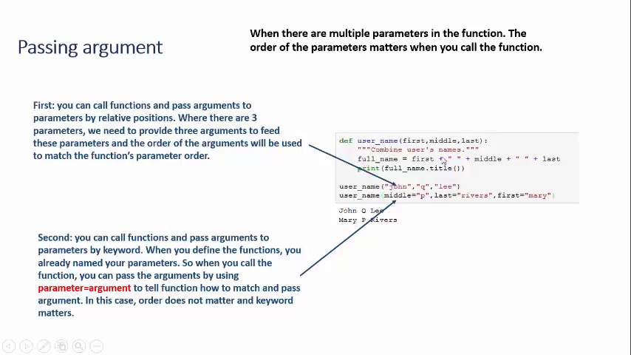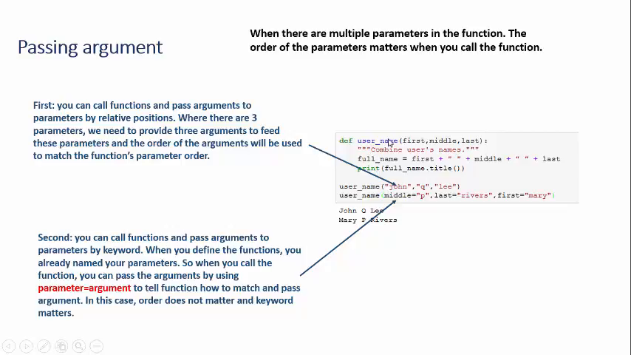Within the function, it's going to combine the first, middle, and last name together, and then print the full name. Use the first capital letter. The first letter will be a capital letter. So this is how the function is defined.